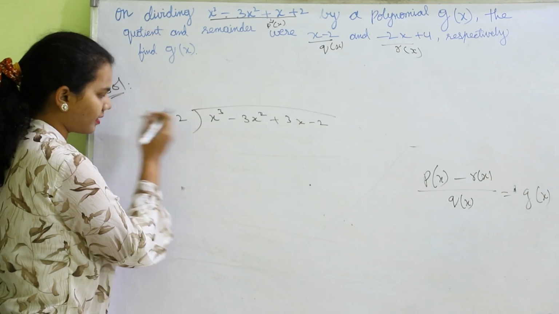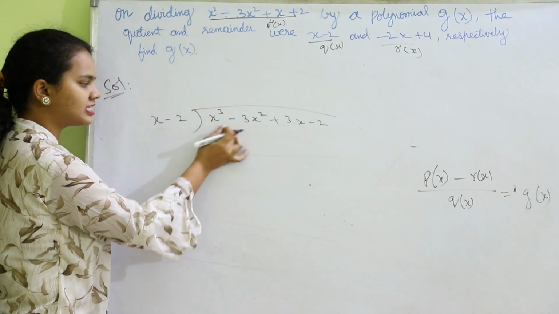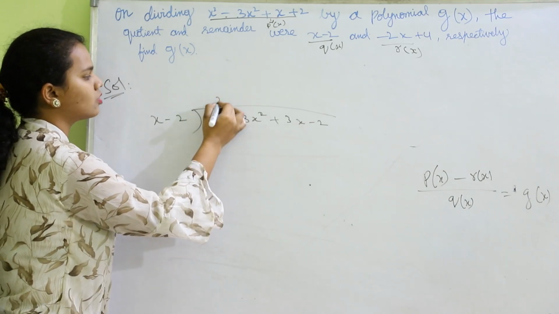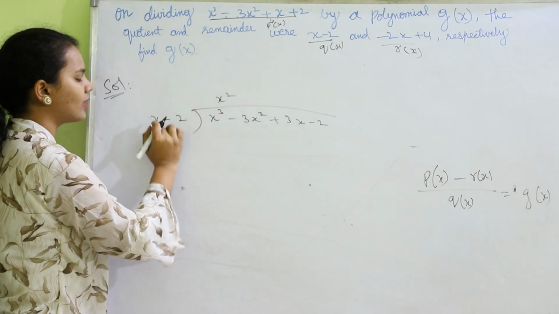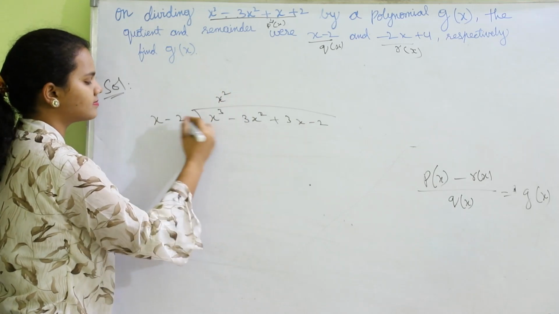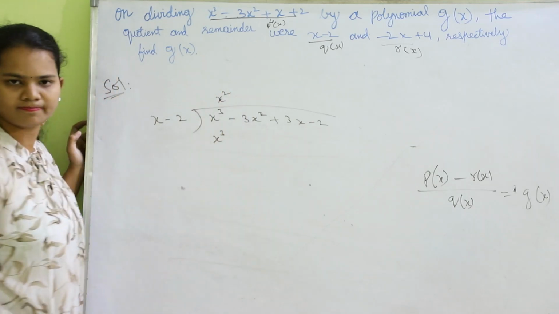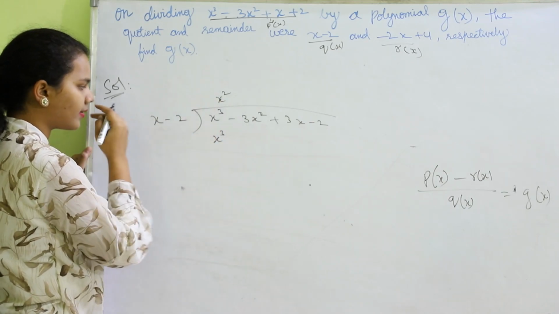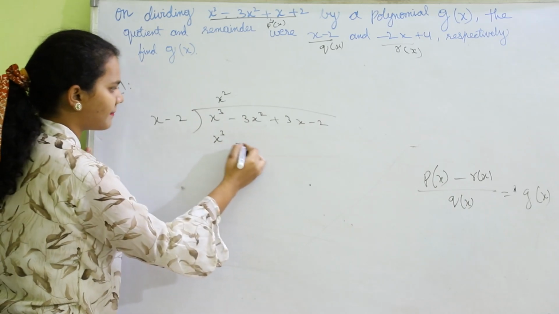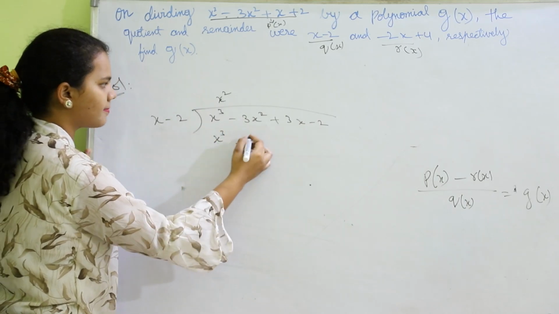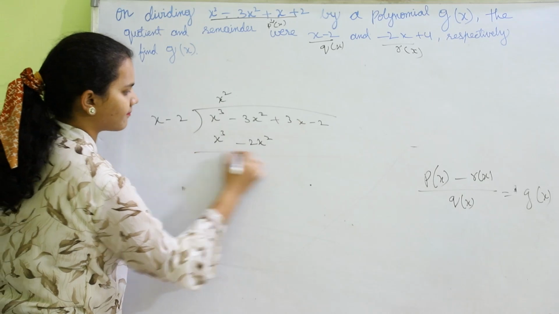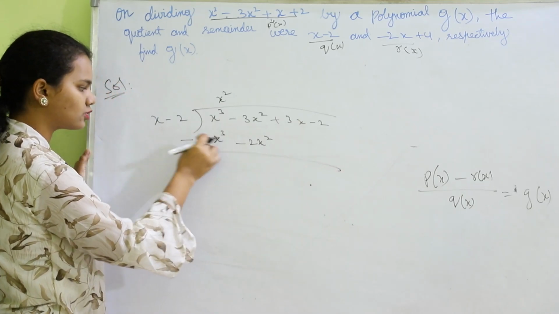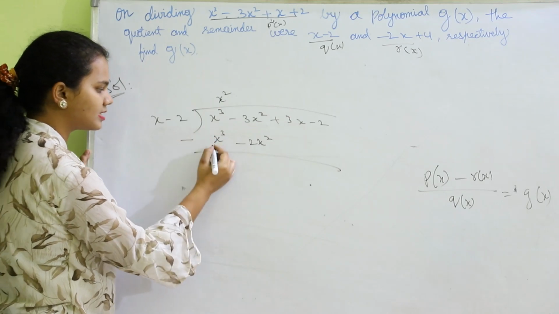So what you do here? Just consider the first element. Here you have x cube. If we add x square, x square into x gives x cube. Clear? Now what does x square into minus 2 give? Minus 2x square. Where here you have minus, so consider it as plus over here. Plus, minus into plus is minus.